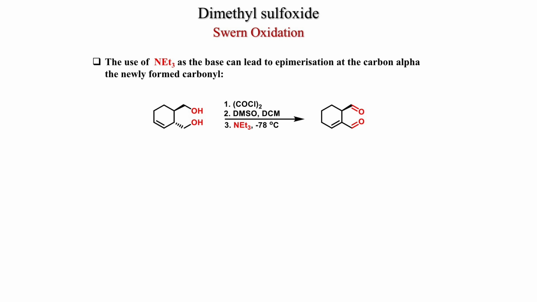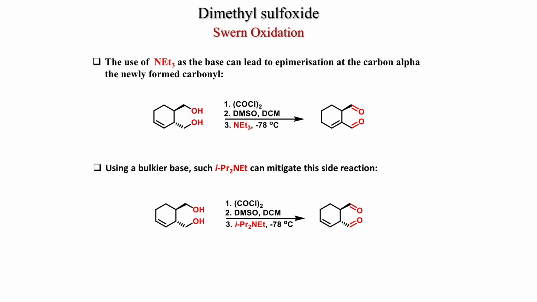The use of triethylamine can sometimes lead to epimerization at the carbon alpha to the newly formed carbonyl. So, here a double bond is here, and under Swern conditions it has been found that the double bond moved to this position. To stop the epimerization, it has been found that if you use a stronger, bulkier base like diisopropylethylamine, which is called Hunig's base, and replace triethylamine with Hunig's base, then you can stop this epimerization and get this product selectively.